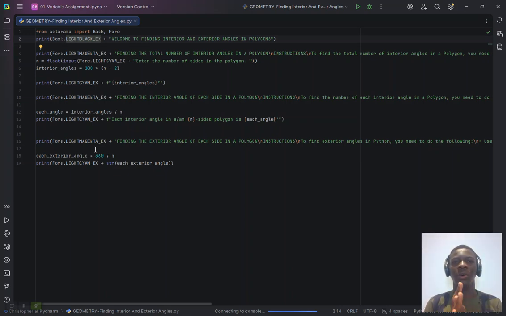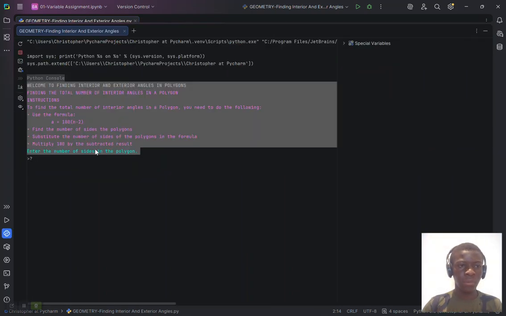All right, here we go in 3, 2, 1. Oh, here we go. See, look, what did I tell you? Welcome to finding interior and exterior angles in polygons. Finding the total number of interior angles in a polygon. Instructions. To find the total number of interior angles in a polygon, you need to do the following. Use the formula, then find the number of sides of the polygon, substitute the number of sides of the polygon in the formula, multiply 180 by the result of the subtraction.